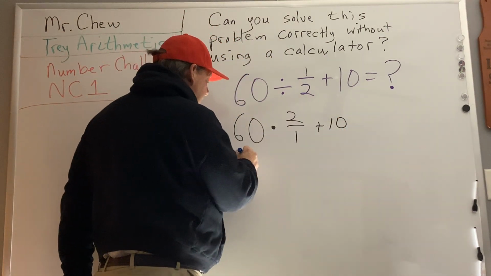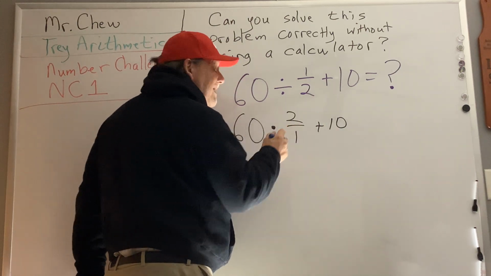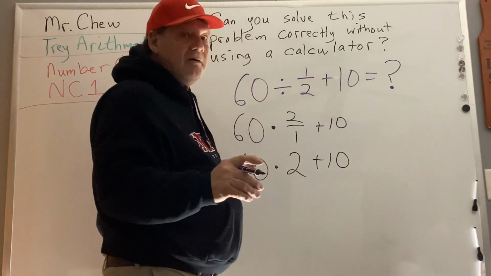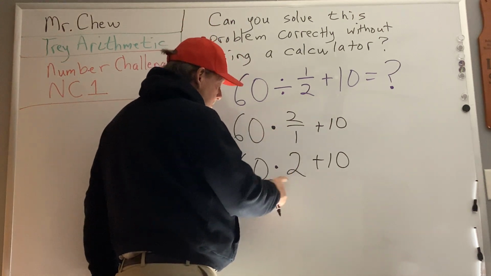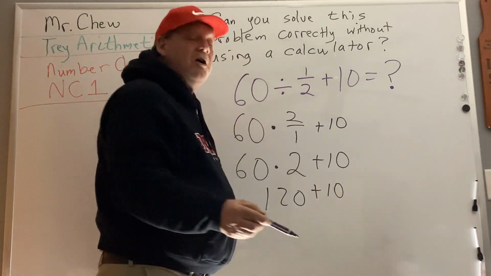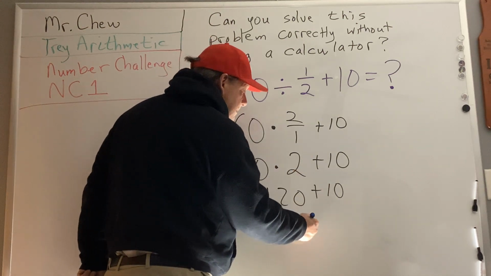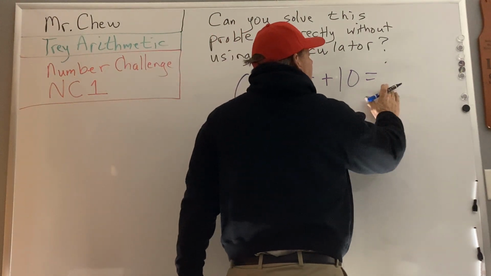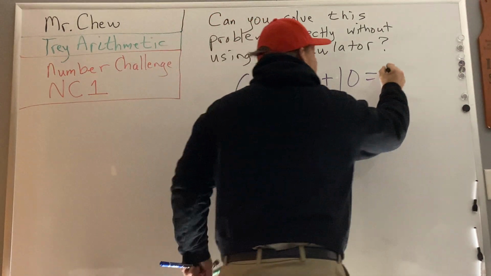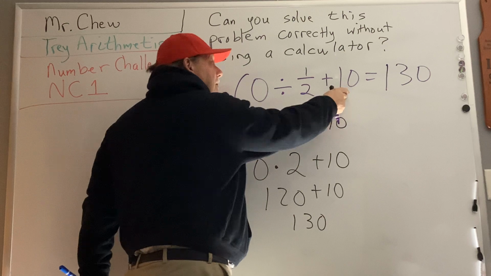So 2 over 1 happens to be 2, because anytime you divide anything by 1, you get that number. I misstated that. The 2 divided by 1 is 2. 60 times 2 is 120. I'm using the order of operations now because in PEMDAS you multiply before you add. So 120 plus 10 is 130. So this equals 130. Now, what was the answer that people would put up here that was wrong? They would take 60 divided by 2 to get 30 plus 10 to be 40.